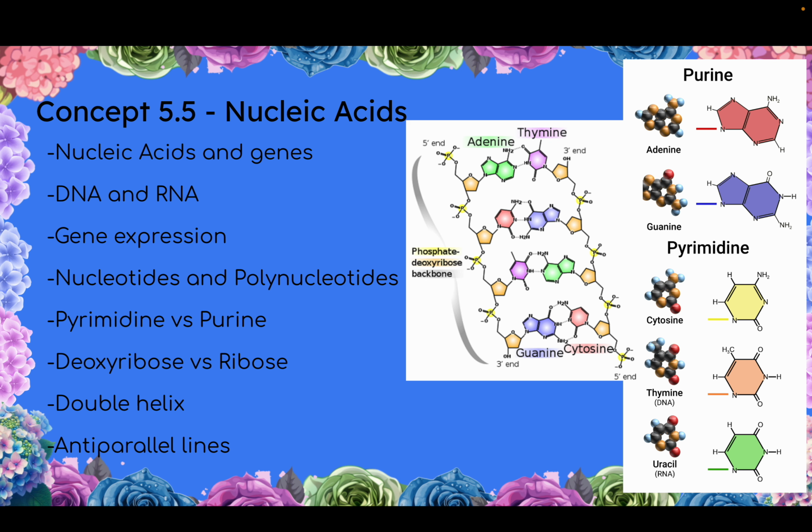Uracil is only found in RNA, and thymine is only found in DNA. DNA is called DNA because, as we know, it's deoxyribonucleic acid. RNA is called ribonucleic acid, hence the name. DNA does not have oxygen in the pentose sugar. It lacks an oxygen atom, so it's deoxy.